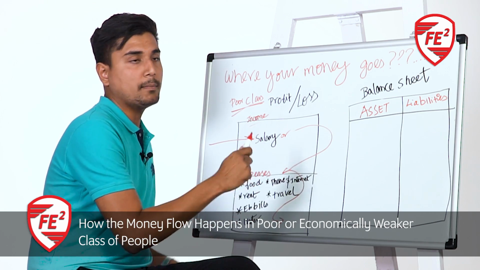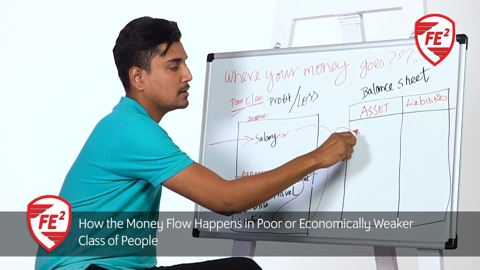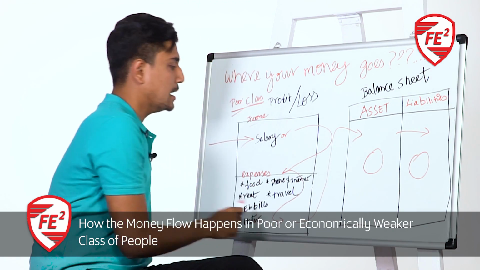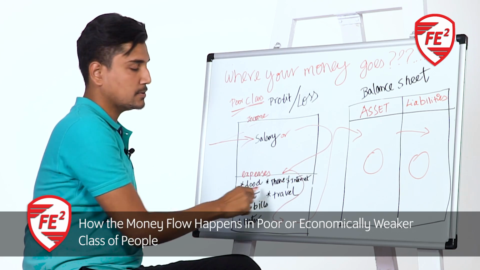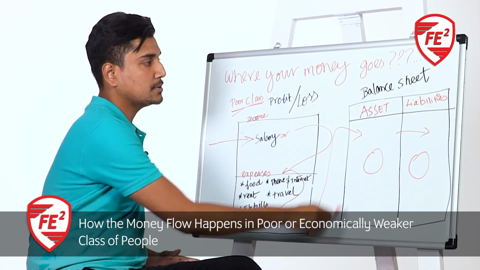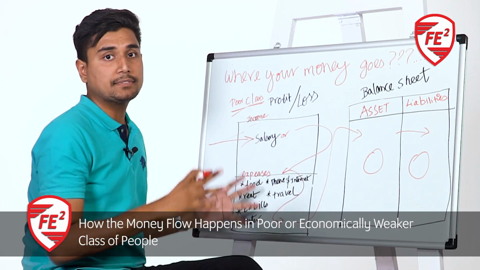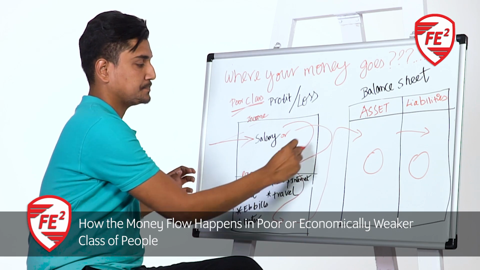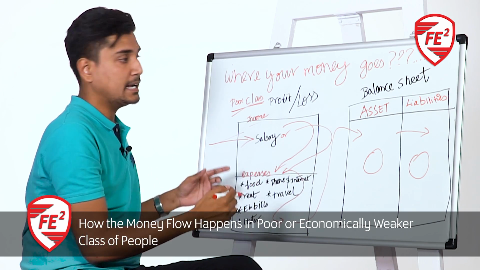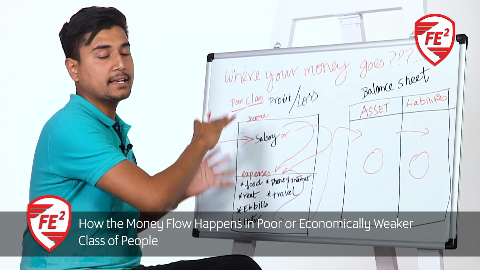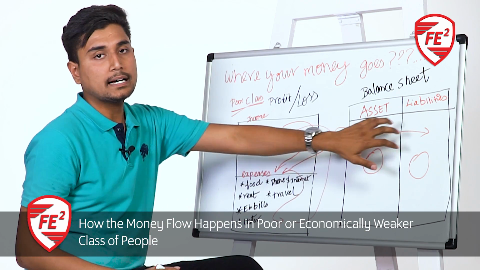So no money goes to the asset column or the liability column. So here 0 and here also 0. The money comes in and directly goes to the expense column, and they spend on all the expenses, and no money goes to the asset or liability. So every month they live paycheck to paycheck. Only if the income comes, then they will spend. If there is no income, they couldn't spend. So this is how the money goes for the poor class. No money goes to the asset or liabilities.